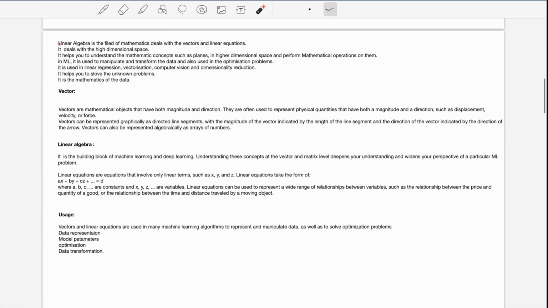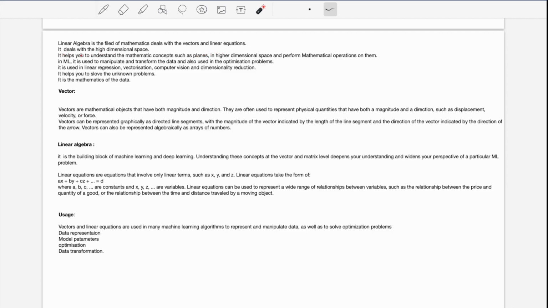So what is linear algebra? What do you mean by linear algebra and how is it used in machine learning? All of this we're going to discuss in this lecture. It's just a field of mathematics that deals with vectors and linear equations. What do you mean by vectors and linear equations? We're going to discuss it in a few minutes.